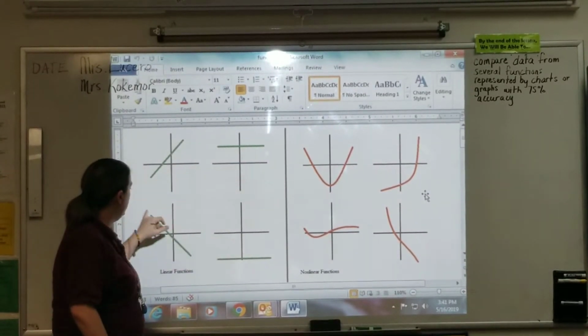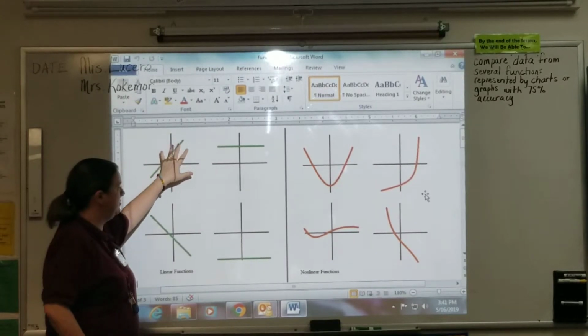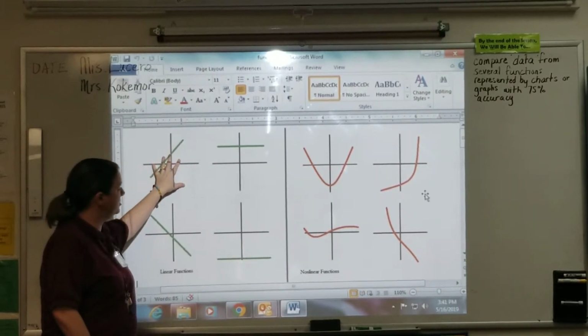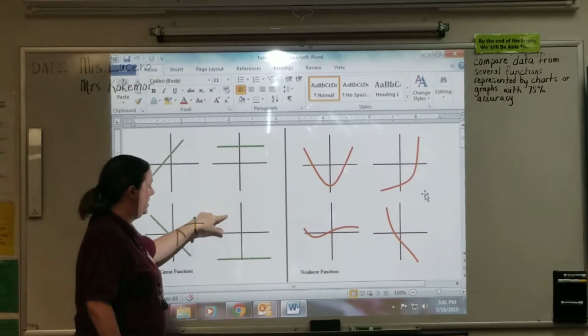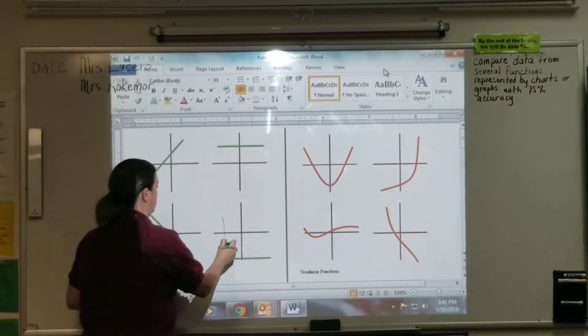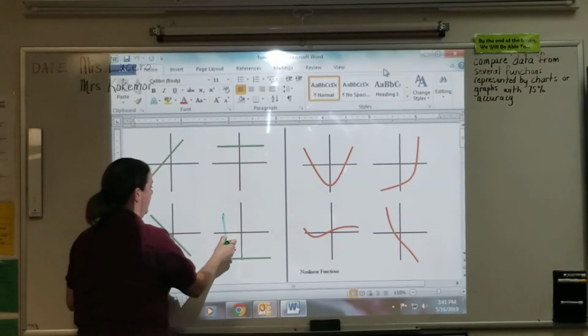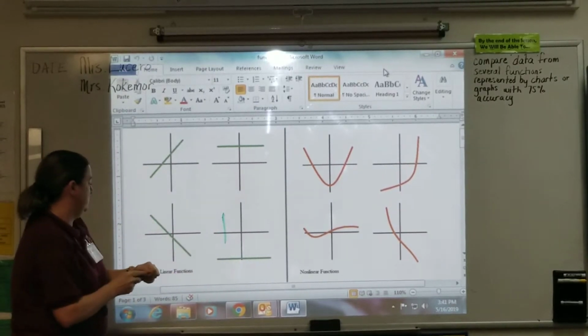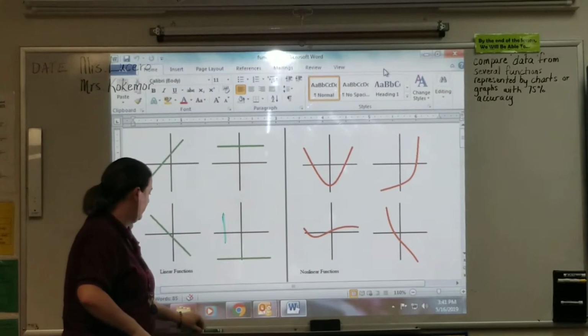So you've got a cross, you've got these diagonal ones, and remember the one that I said is not a function is anything that goes up and down. So if it looks like this, it is not a linear function, okay? Now, linear means line, it makes a line.